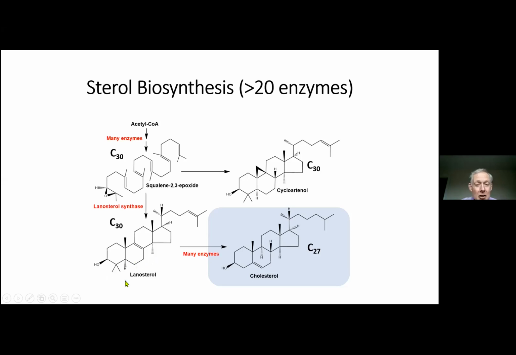Once we have lanosterol, there are a number of further enzymatic reactions, and we ultimately get cholesterol. Plants can also synthesize sterols. They have a mevalonate pathway as well, but plants can convert squalene 2,3-epoxide into this molecule, cycloartenol, which has this extra 3-membered ring in it. However, in this talk I'm only going to talk about mammalian sterols, which are cholesterol related.